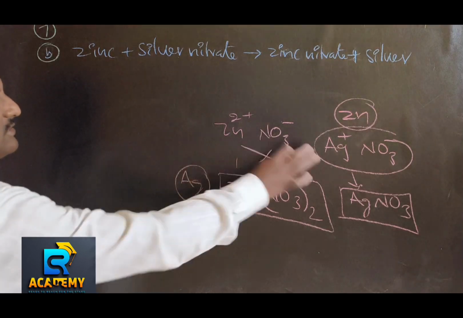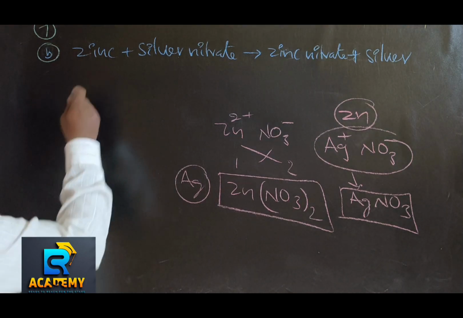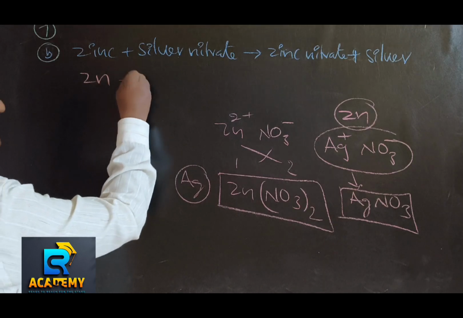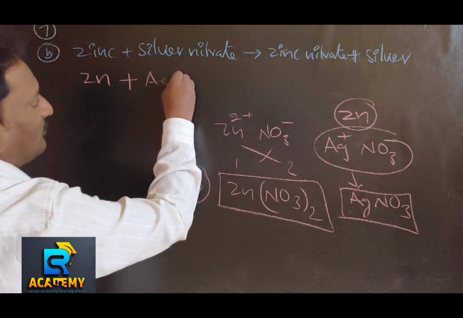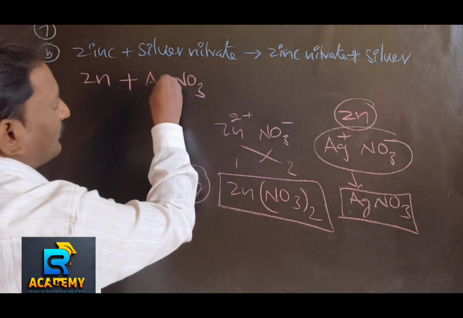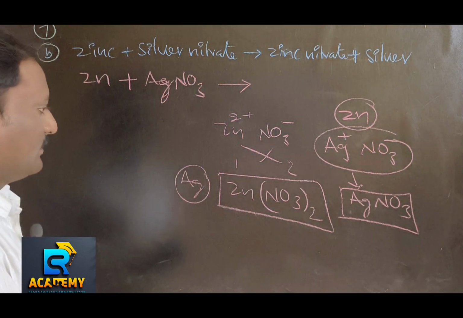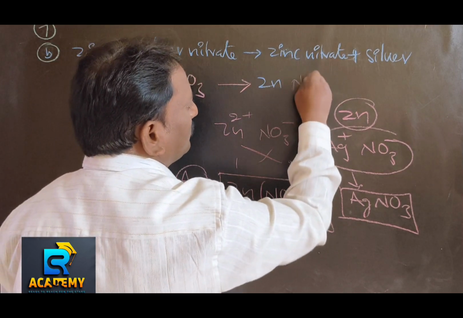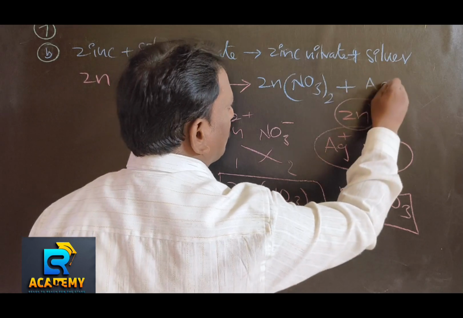So let us substitute all these in the names of the reactants and elements. So zinc is Zn plus silver nitrate AgNO3 gives zinc nitrate. Zinc nitrate formula Zn(NO3)2 with nitrate taken twice, plus silver.